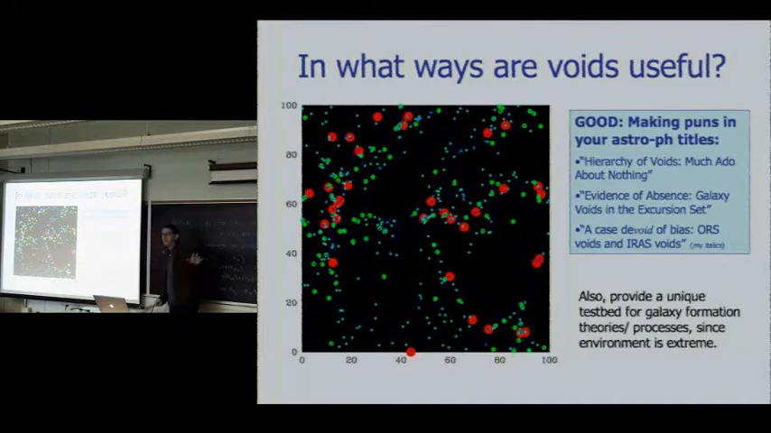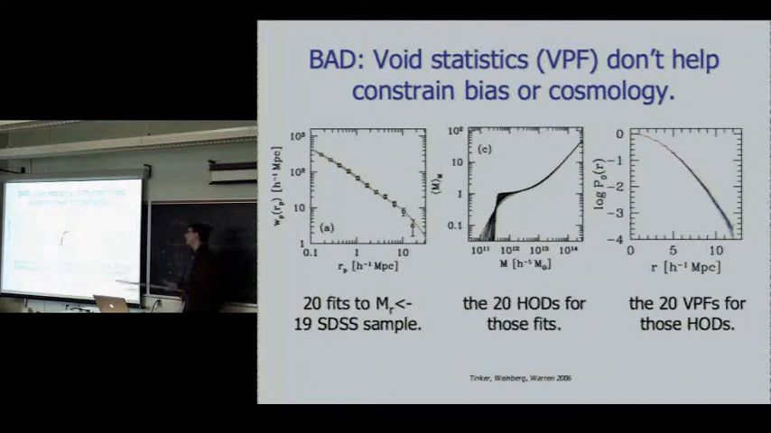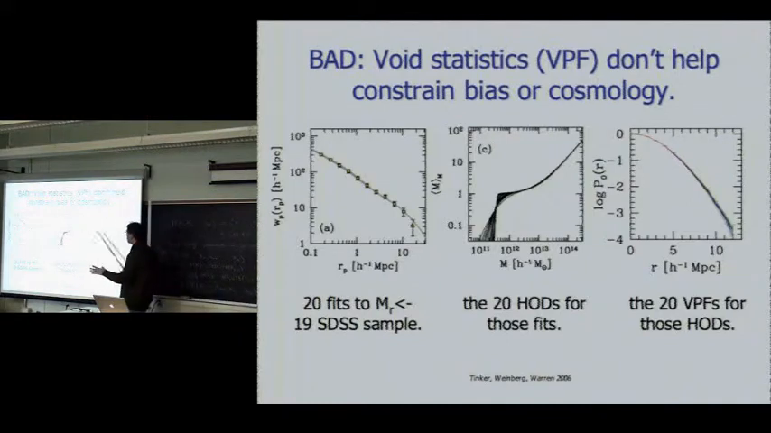So when I first began my thesis, voids were going to be the entire thesis. We thought voids were going to be great to tell us all about cosmological parameters or constrain bias, that this was going to be a very useful tool. Now, while voids are good for some things, they're actually really bad at being able to constrain cosmology or bias. And I explain that through this triptych here.